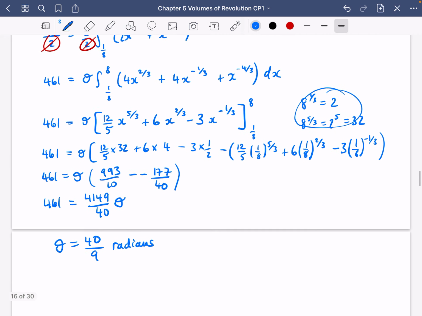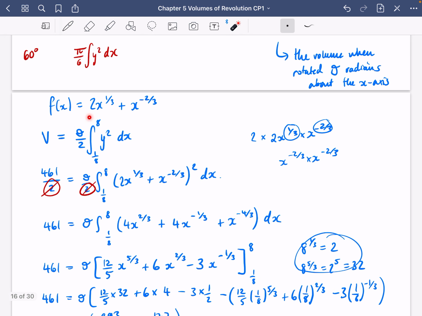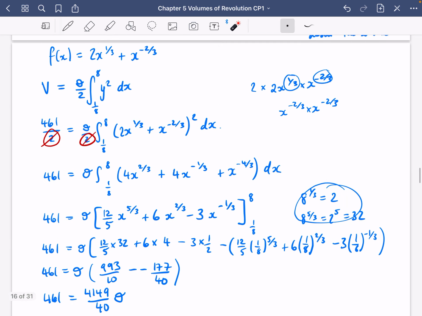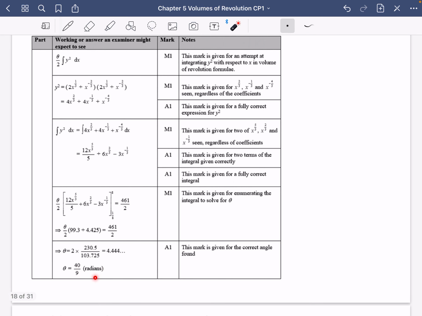Now, you didn't have to necessarily do this bit at the beginning with simplifying this part. You could have just found it out as pi y squared dx and then done some proportional reasoning at the end. But I kind of liked this idea of trying to simplify what the whole expression is for theta radians. Let's see if we got the right answer. So 40 over 9. Yeah, it is 40 over 9 here.